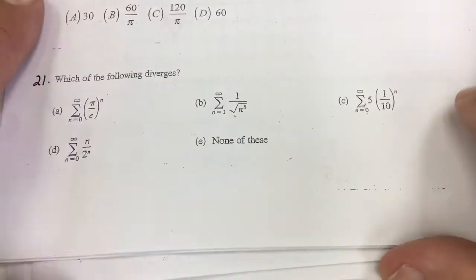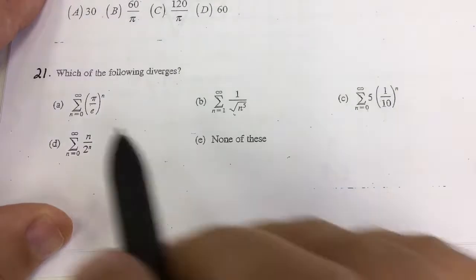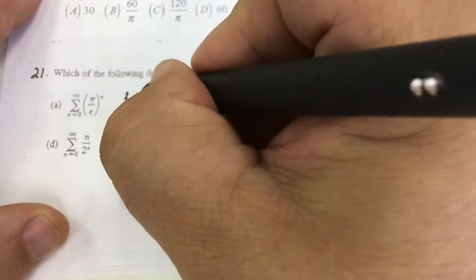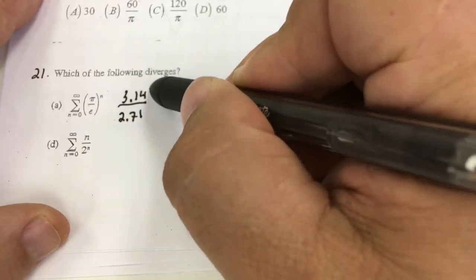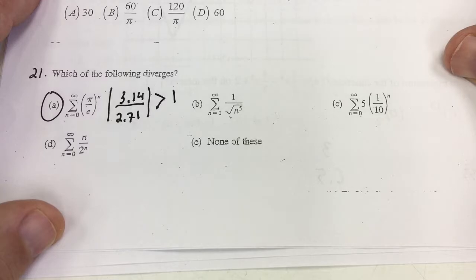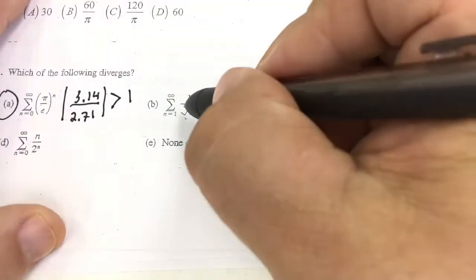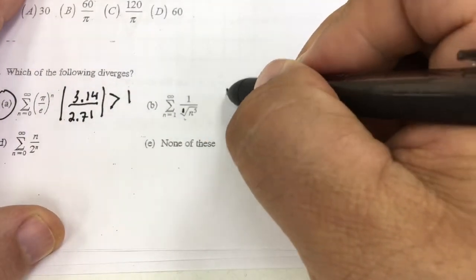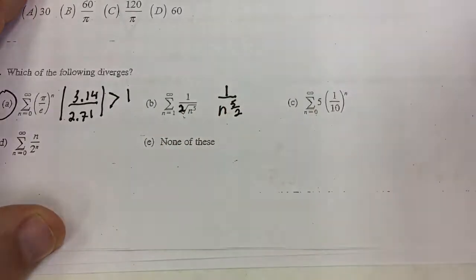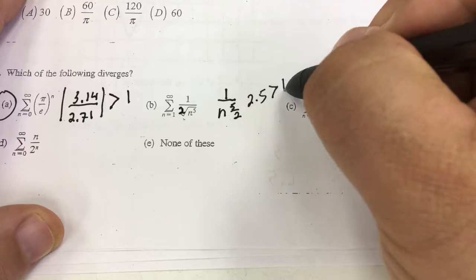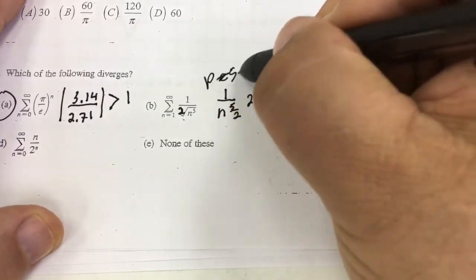Number 21, which of the following diverges? Pi over e, that looks to be like 3.14 over 2.718. That's a geometric series where the absolute value of r is greater than 1, so that's going to diverge. I'm done. That's going to diverge, pi over e. This here would be 1 over n to the 5 halves, which is 2.5, which is greater than 1, so this is a p-series, which converges.